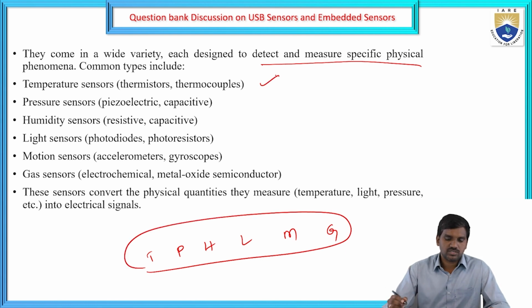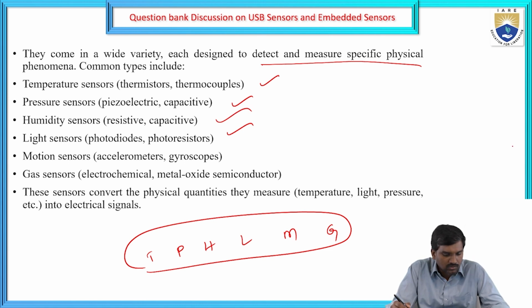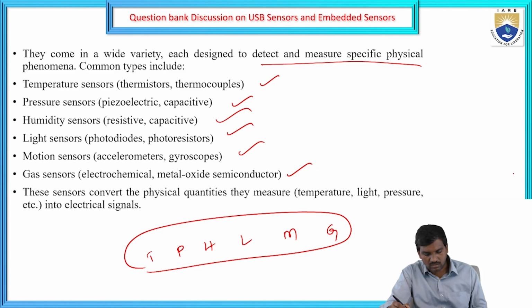Temperature sensors use thermistors and thermocouples. Pressure sensors use piezoelectric material, and can be capacitive or resistive. Humidity sensors are based on resistive sensing. Light sensors use photodiodes, and motion sensors use accelerometers and gyroscopes. Gas sensors are electrochemical or metal oxide semiconductor types. We use different ones based on the requirement, choosing which embedded sensor to use for the particular application.